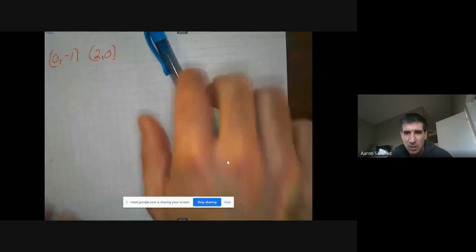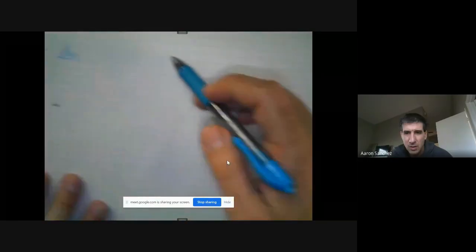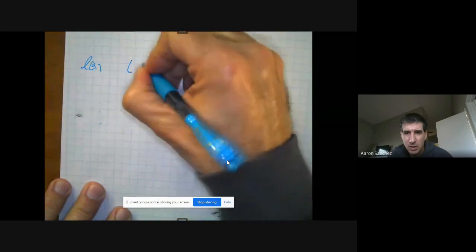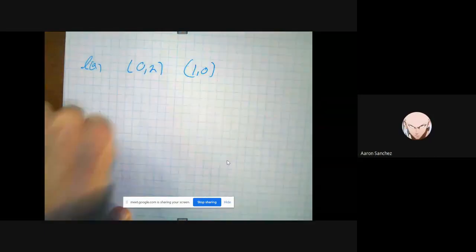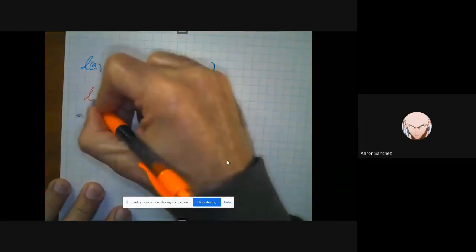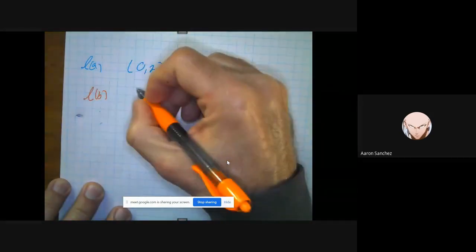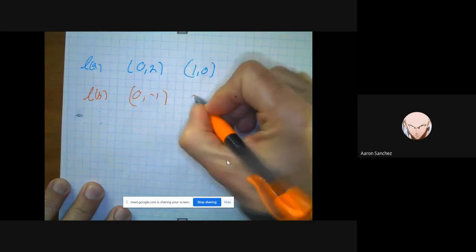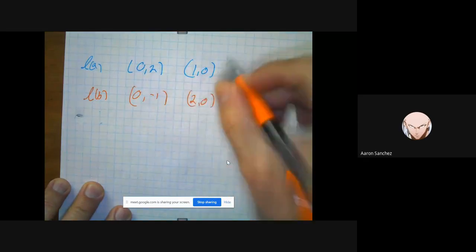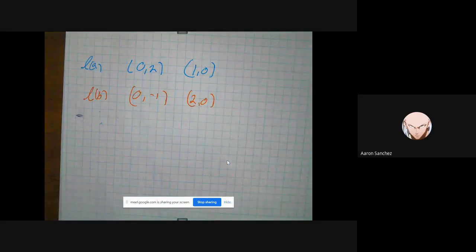Okay, let's say I have these lines right here. I have line A of 0, 2, and 1, 0. And line B of 0, negative 1, and 2, 0. Are these lines parallel or perpendicular or both? Are they parallel, perpendicular, or both? Okay, so go ahead and solve that one.